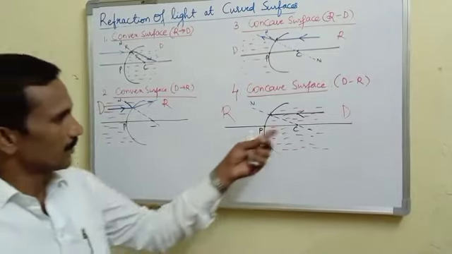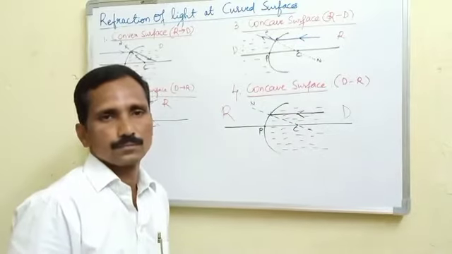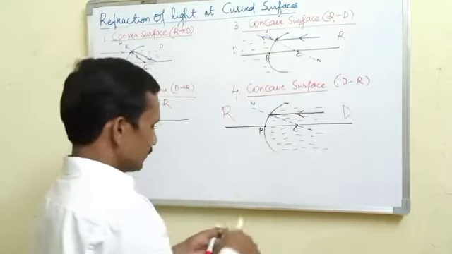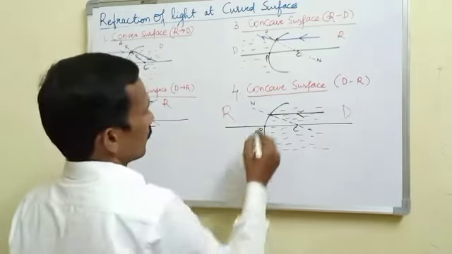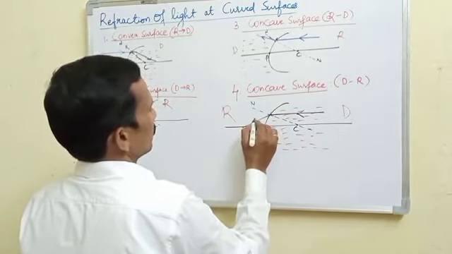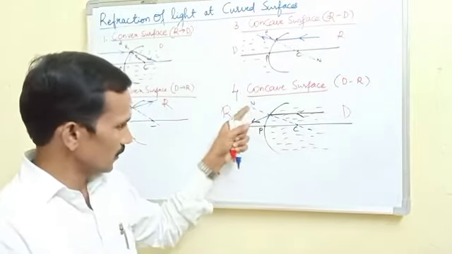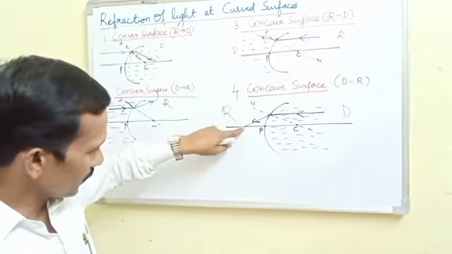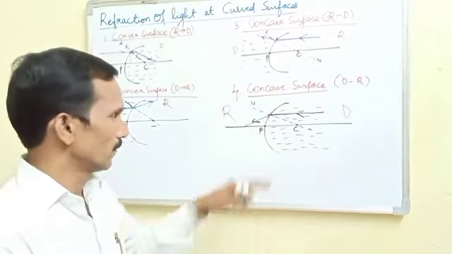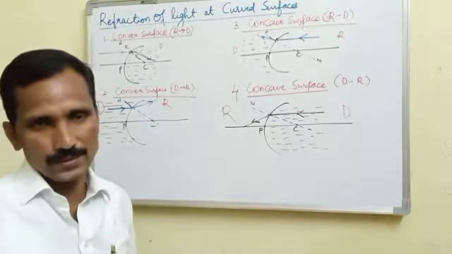Okay, now what happens when a light ray passes from denser to rarer? It moves away from the normal. Here the normal is there. It moves away from the normal like this. This is the normal. It moves away very far. So in this case, the refracted ray converges on the principal axis.